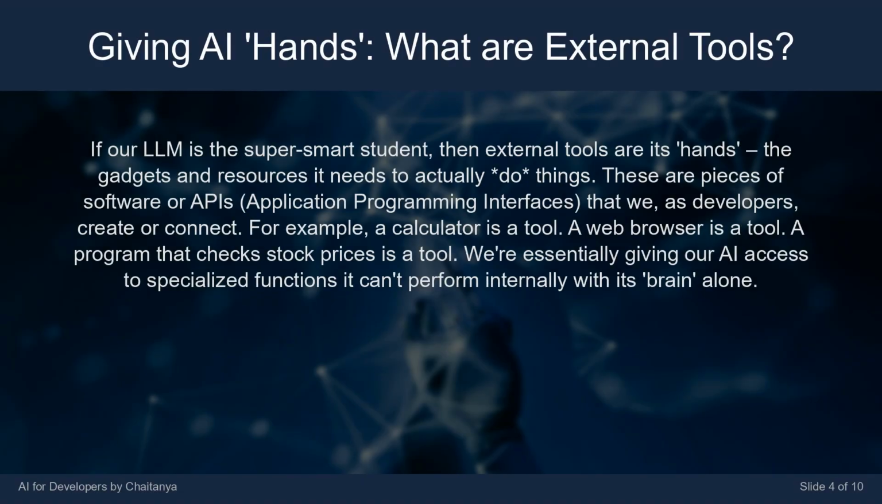If our LLM is the super smart student, then external tools are its hands, the gadgets and resources it needs to actually do things. These are pieces of software or APIs, application programming interfaces, that we, as developers, create or connect. For example, a calculator is a tool. A web browser is a tool. A program that checks stock prices is a tool. We're essentially giving our AI access to specialized functions it can't perform internally with its brain alone.